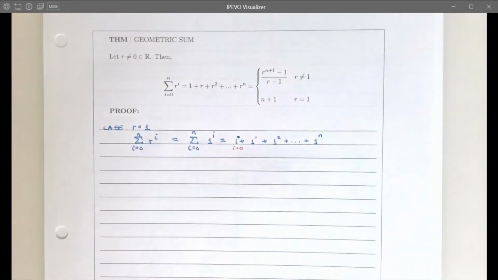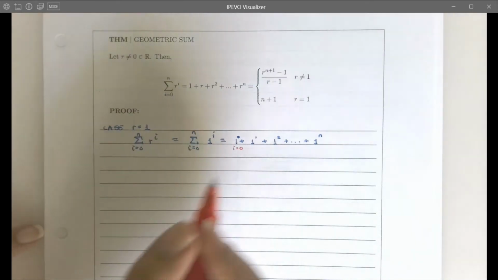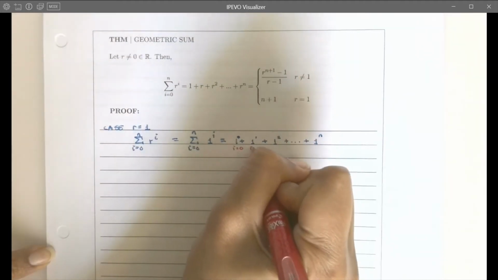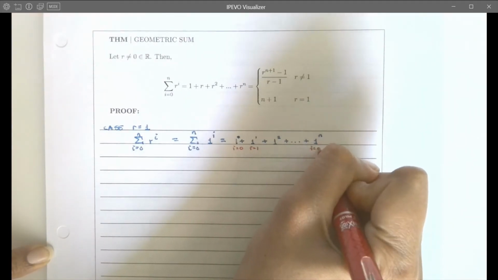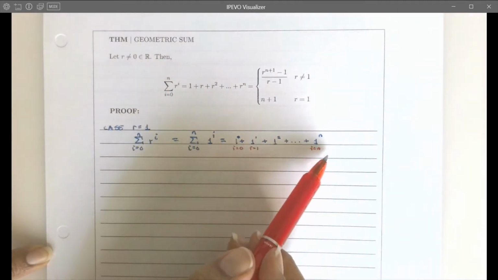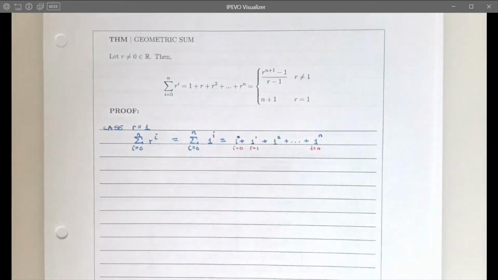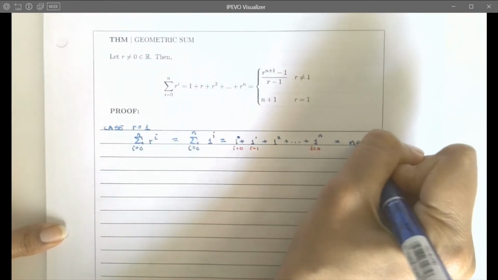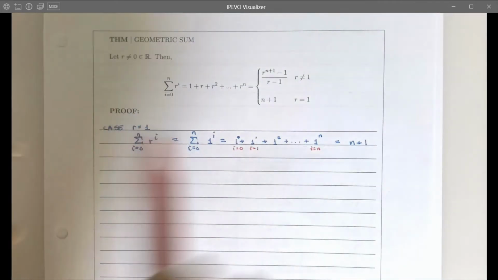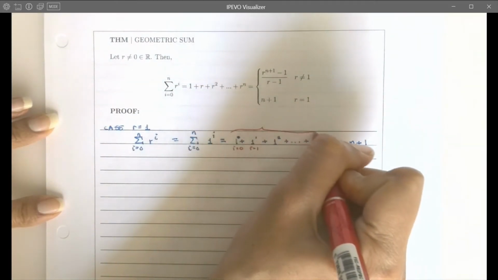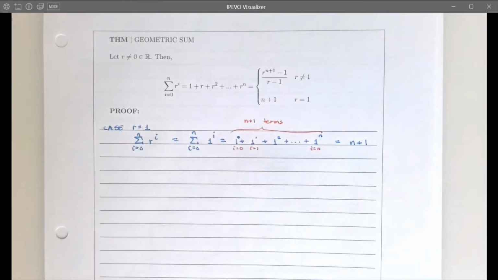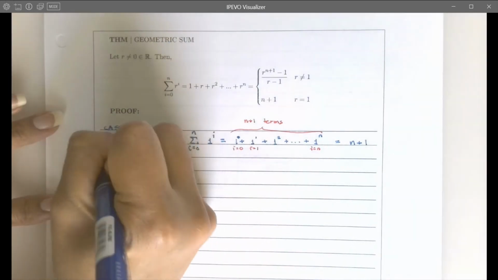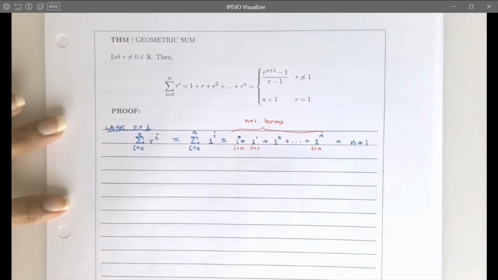Now, notice, all of these are going to evaluate to 1, because 1 to any power is still 1. And if we think about how many terms we are adding in the sum, we're starting at I equal to 0, and we're ending at I equal to n. So that is n plus 1 ones. That means that we end up with a final sum of n plus 1, because these are n plus 1 terms. Okay, so this case is proven.